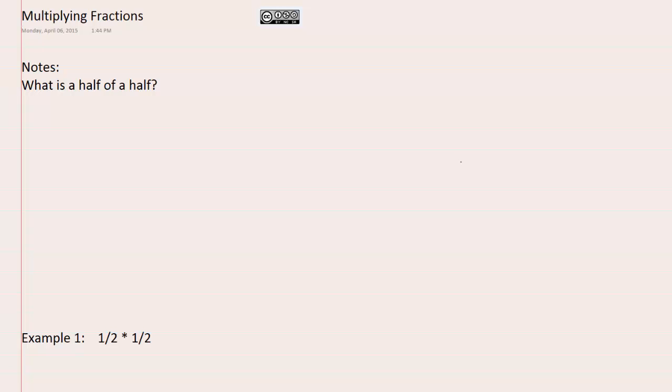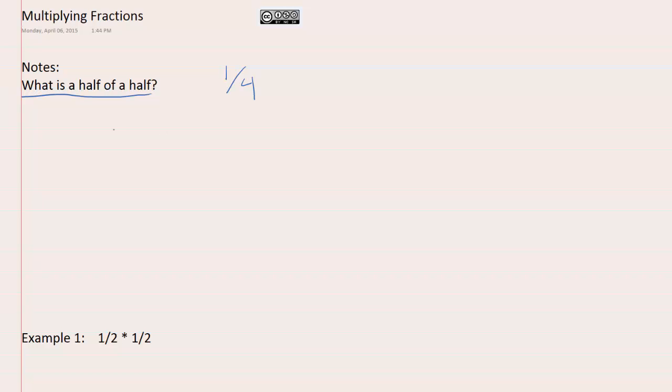Today we're going to talk about multiplying fractions. So we're going to start out by thinking about this question. What is a half of a half? So if you said that that would be 1/4, your instinct is correct.